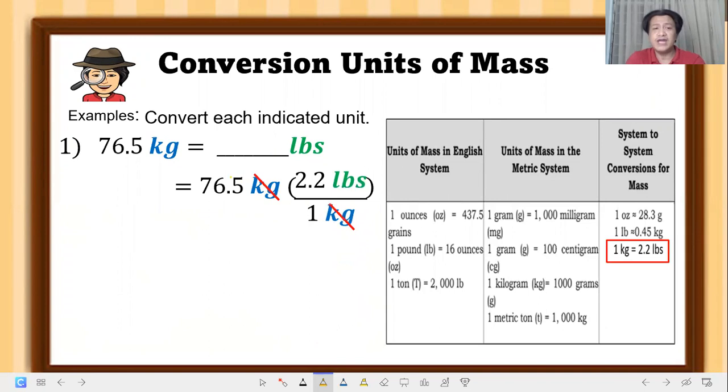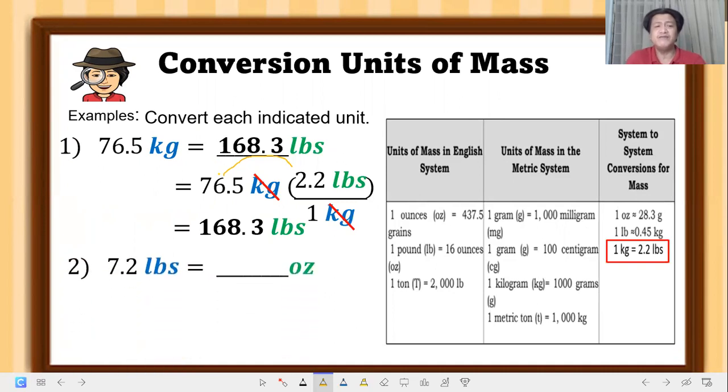Cancel. And therefore, you can now multiply. So what is 76.5 times 2.2? That is equal to 168.3 pounds. Yan ngayon yung timbang or yung katumbas ng 76.5 kilograms. Okay? Let's have number 2.